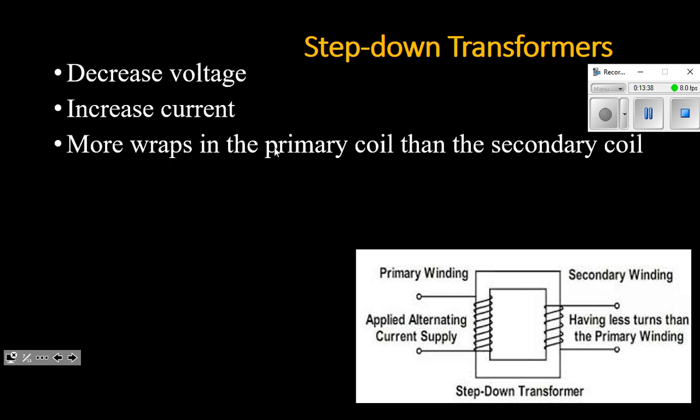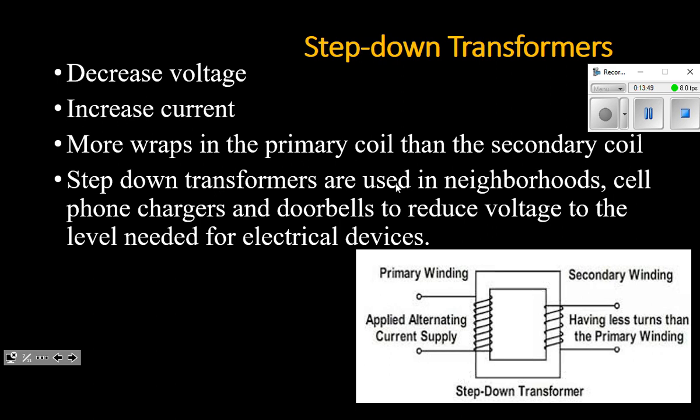So there's going to be more wraps in the primary coil than in the secondary in a step down. So the number of wraps goes down, voltage goes down, current goes up. Step down transformers are used in neighborhoods, cell phone chargers, doorbells to reduce the voltage to the level needed for our electric devices.